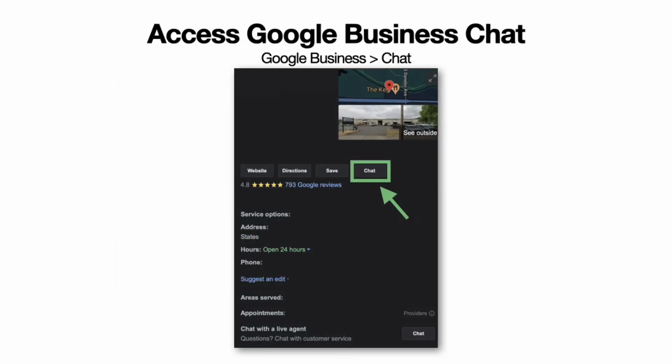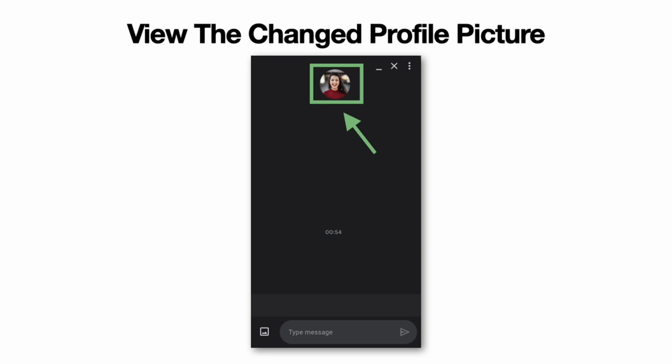Now, when you are in your Google Business Chat, you're going to see that when you access the chat icon. Now you'll be able to view your changed profile picture.